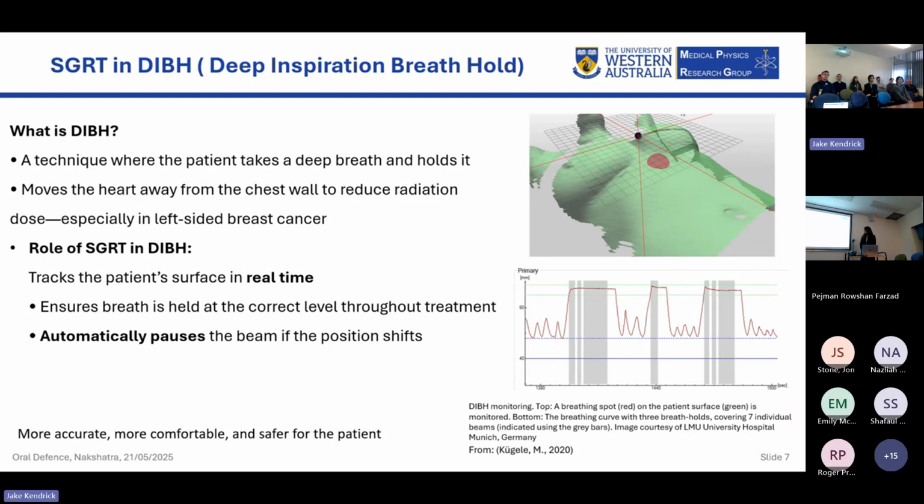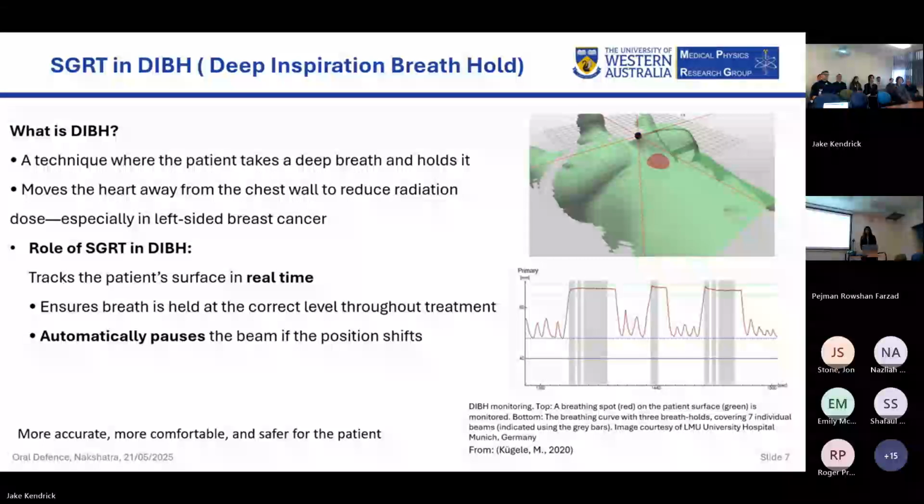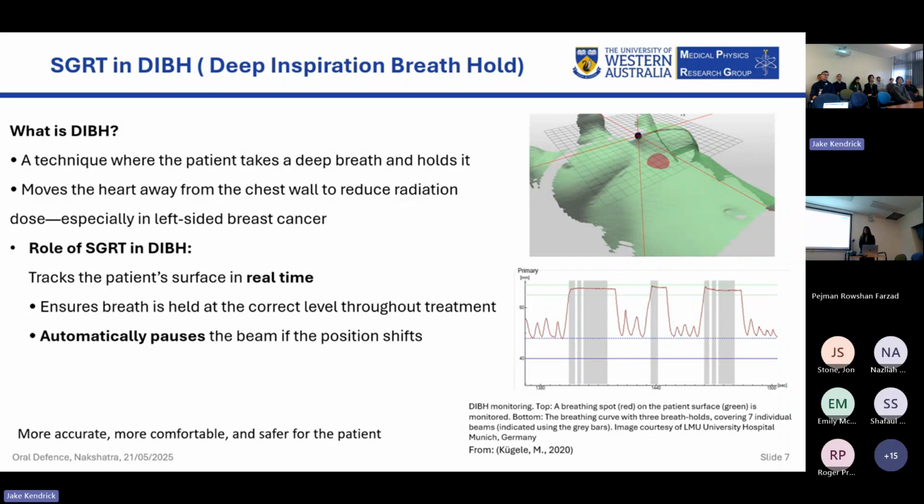In DIBH integrated with SGRT, surface-guided radiotherapy allows us to monitor the patient's surface in real time, ensuring they hold the breath at the right level. And if they drift out of the preset range, the treatment can automatically halt or pause. This integration makes DIBH much more accurate and safe.